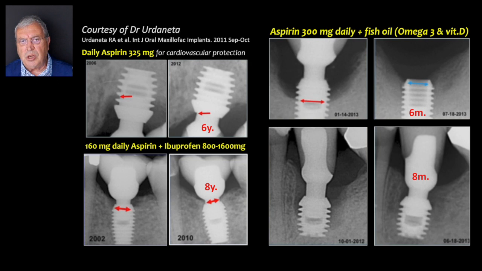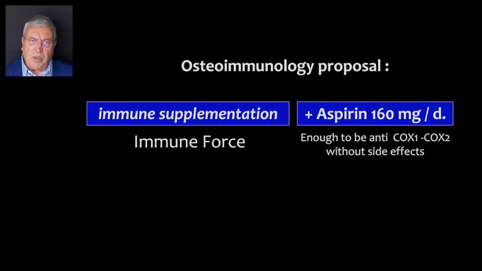Reducing the inflammation, reducing the prostaglandin. And then, if we want to treat a peri-implantitis medically, the way should be the use of immune support and aspirin at 160 milligrams per day. It will be enough to be anti-COX-1 and COX-2, but we will avoid the side effects of aspirin.